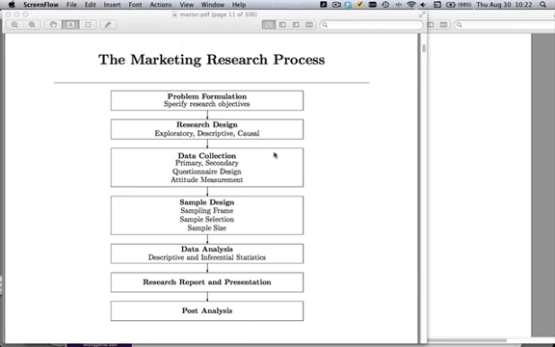This lecture is on causal designs. So let's put this back into perspective. If we return to the marketing research process, remember we're going to formulate a problem, and then based on the nature of that problem, we choose a research design. So the three research designs are exploratory, descriptive, and causal.